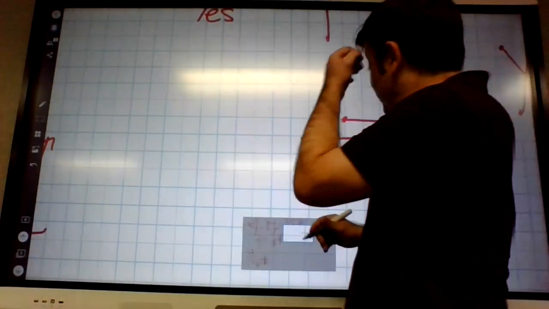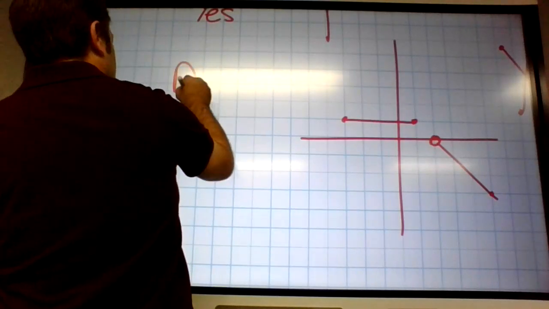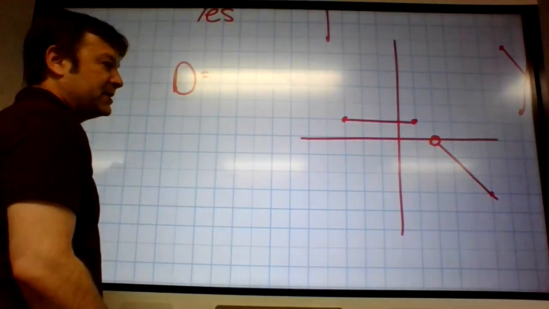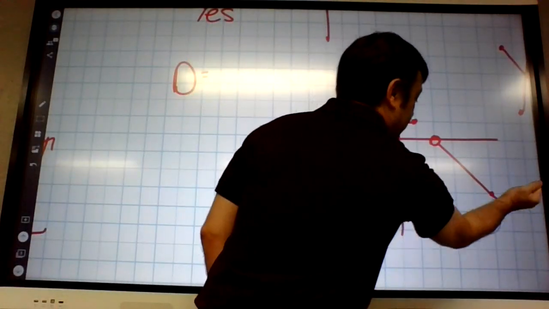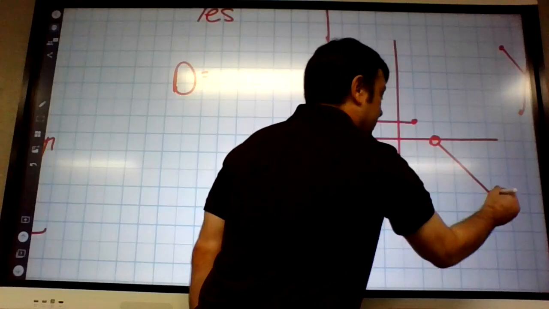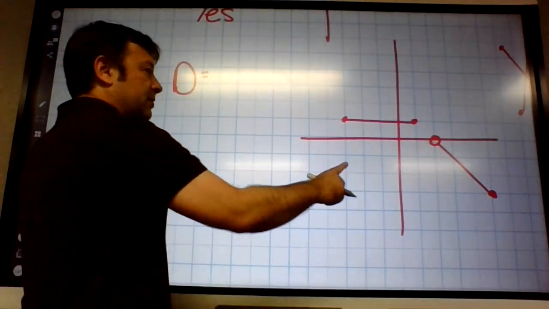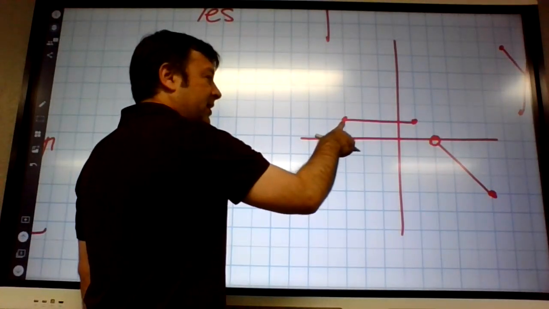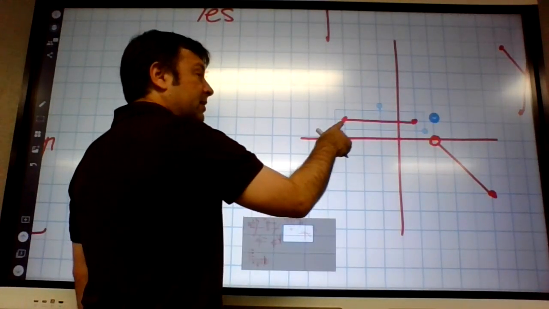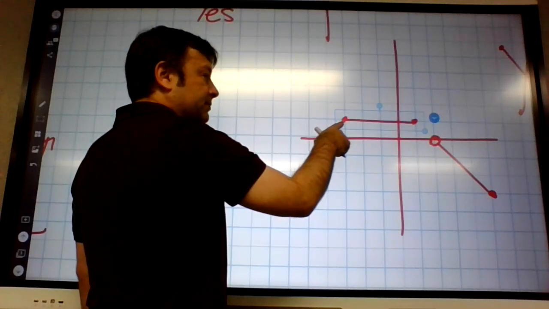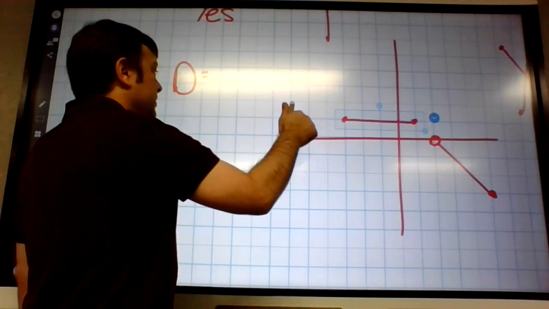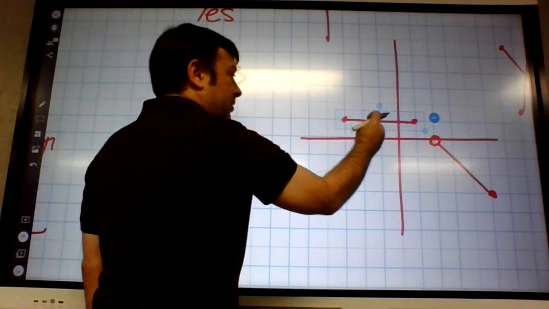All right. So let's start with domain. Domain is x value. So you have to think about left and right. The smallest x value is right here because that's farthest to the left. What's the x value of this point? -3. Okay, and then it goes all the way.